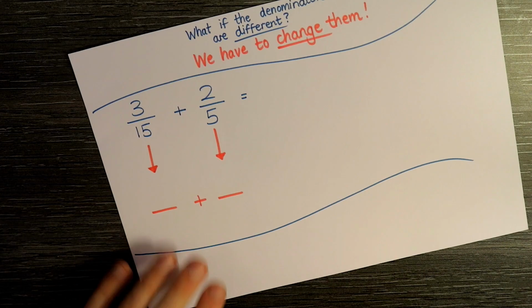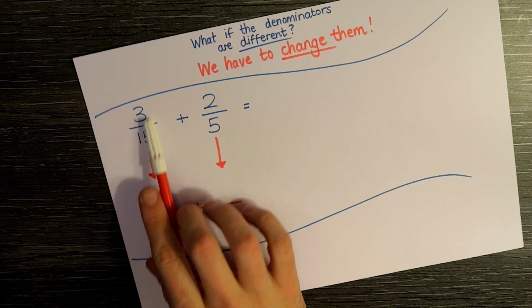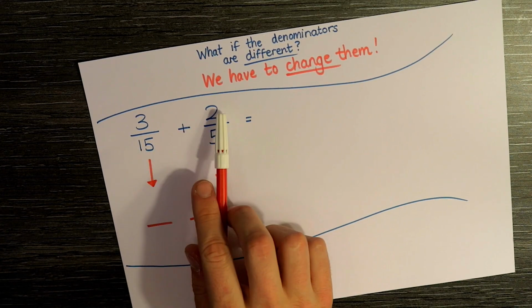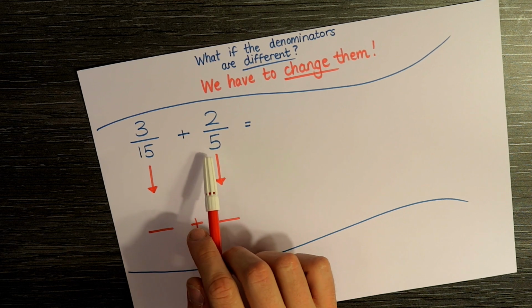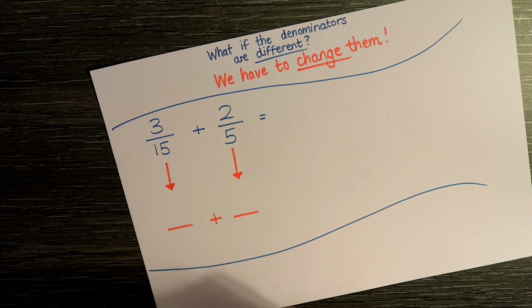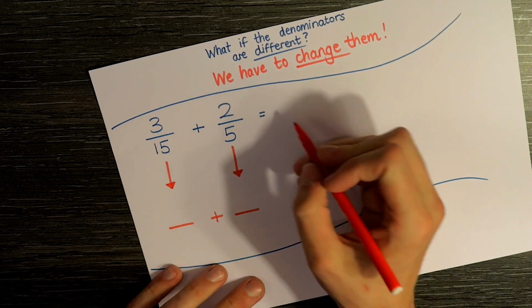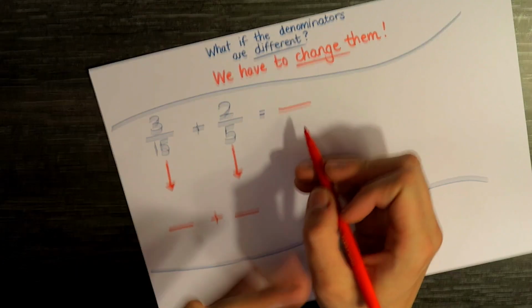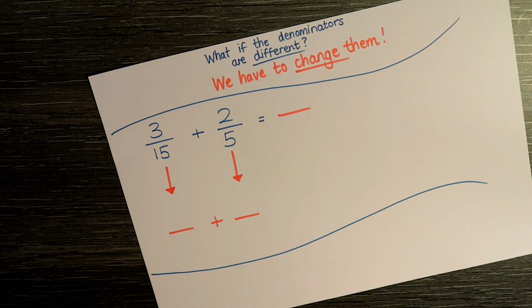Let's have a look at this one. So what if the denominators are different? Here I've got 3 over 15, and here I've got 2 fifths, 2 over 5. If I want to add them together, I can't, because remember we said that we keep the denominator the same. Well, here, do I put a 15 or do I put a 5? I can't. I have to have them the same.